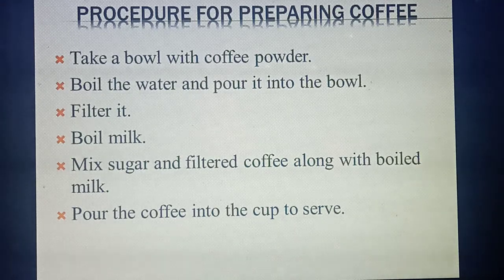Then after boiling it, you mix sugar and the filtered coffee along with the boiled milk. After preparing this, you pour the coffee into a cup to serve the customers. Understood? So procedure means, preparing a coffee you might think is simple, but this many steps are there. This detailed explanation, point by point from starting to end, is called instructions or procedure or algorithm.